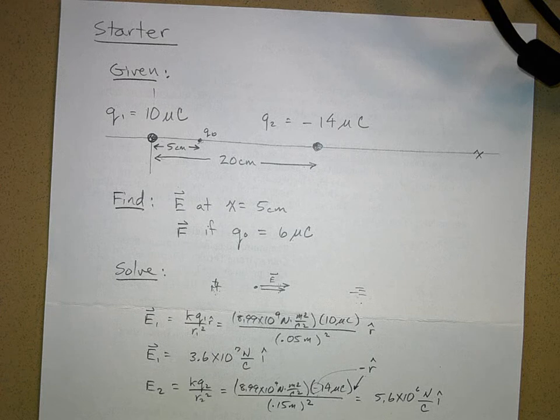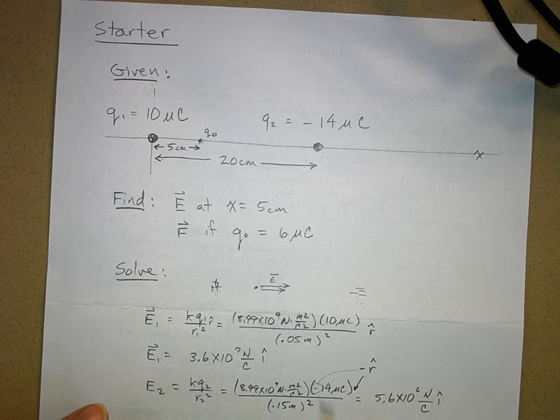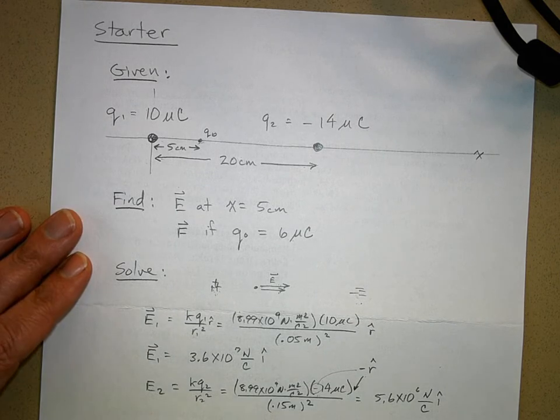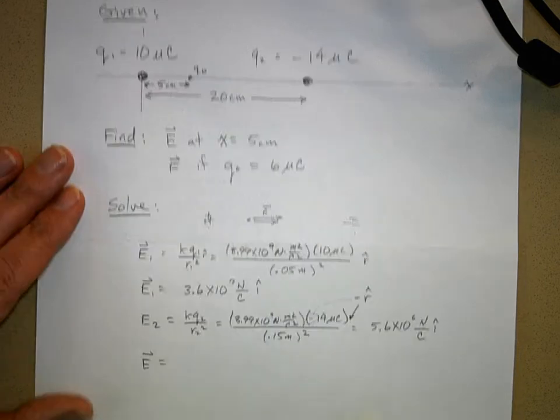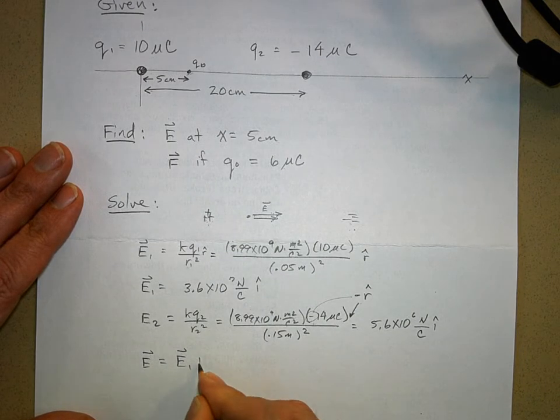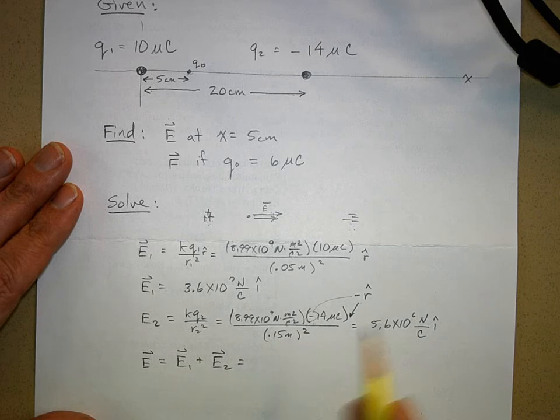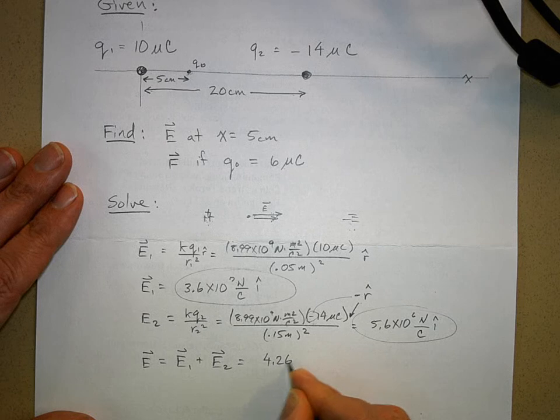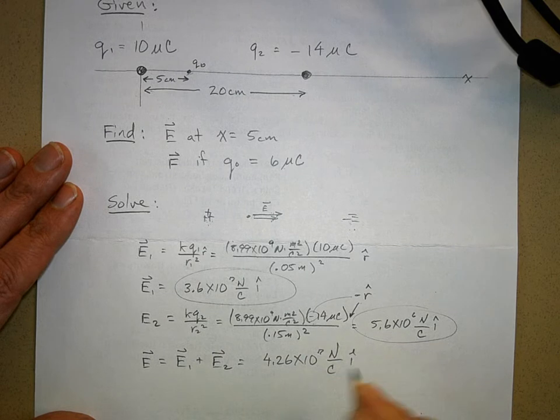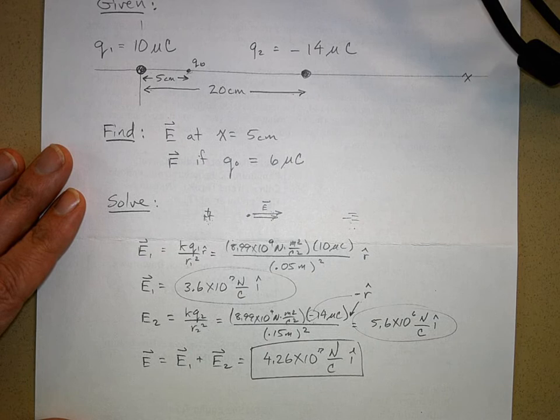The mistake students make on a problem like this, that you might see in a couple of days, is they put a negative sign here because there was a negative charge. And then they try adding them together as scalars, and you get the wrong answer. So now the overall electric field is just E1 plus E2. And so you're going to add this plus this, and when you do, you get 4.26 times 10 to the 7 newtons per coulomb in the I hat direction. Did you all get the same thing? Okay.